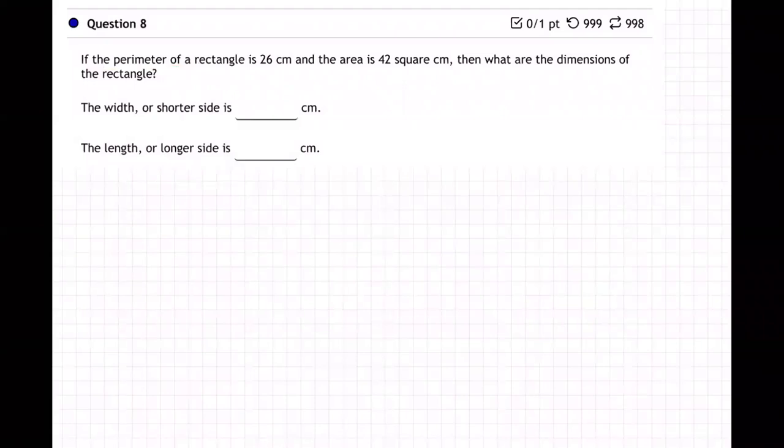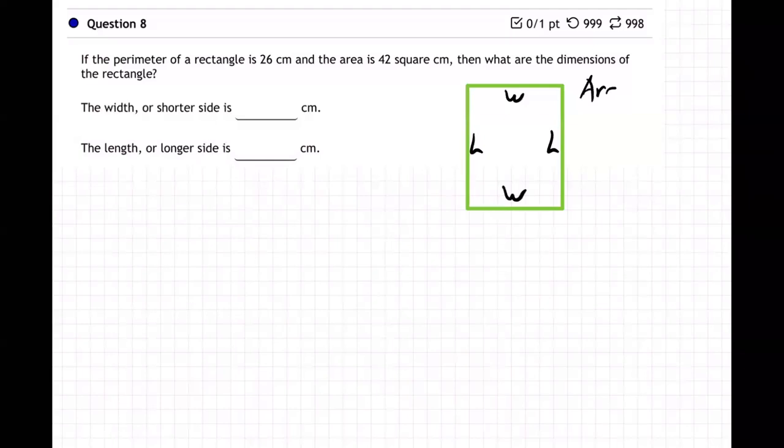Okay, so we're talking about a rectangle. There we go, we got a rectangle. And a rectangle has a width, length. So the area of a rectangle is length times width. The perimeter of a rectangle is 2 lengths plus 2 widths. So those are the two formulas you're going to need to be aware of.